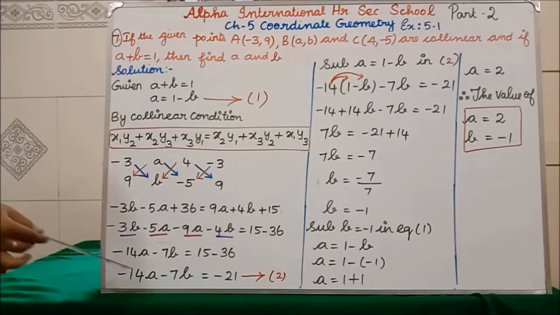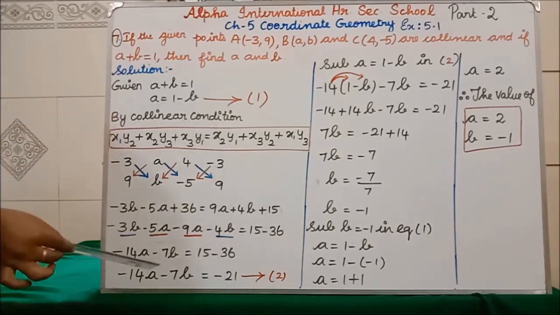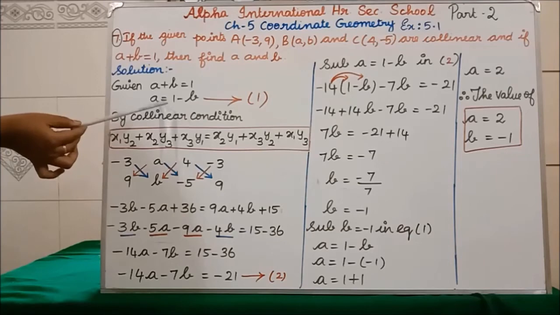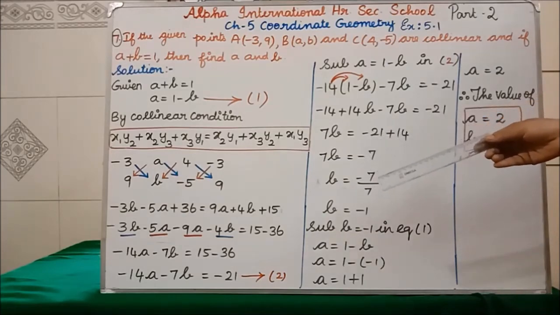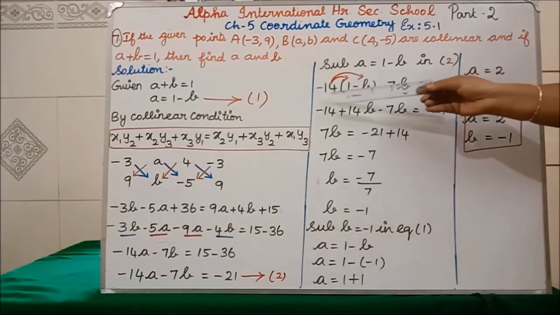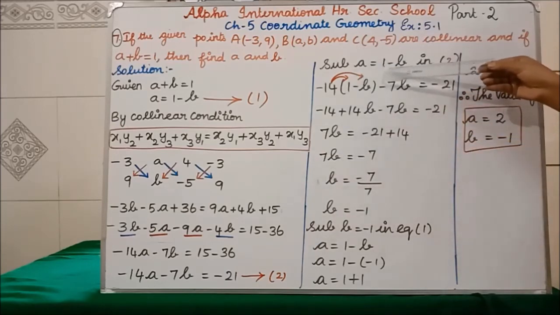Now the next step: we have a equal to 1 minus b, isn't it? So in the place of a we are going to apply this. Substitute a equal to 1 minus b in equation 2. What is our equation 2? -14a minus 7b equal to -21. See, instead of a what we are having? 1 minus b. Clear? Minus 7b equal to -21. Remaining everything we are writing the same, only instead of a we are writing 1 minus b.